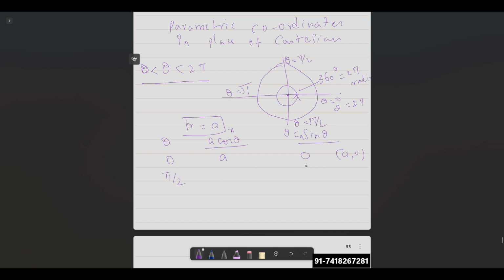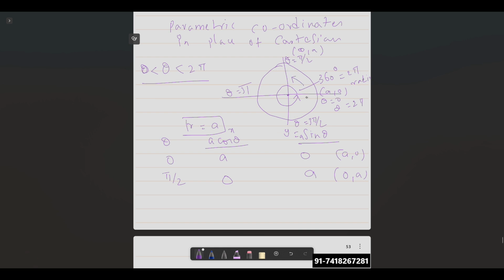At pi by 2, cos 90 is 0, so x is 0, and sin becomes 1, so y becomes a. That means 0 comma a. So the coordinate a comma 0 will be here: x equal to a and y equal to 0 is this position. And x equal to 0, y equal to a is the coordinate 0 comma a.